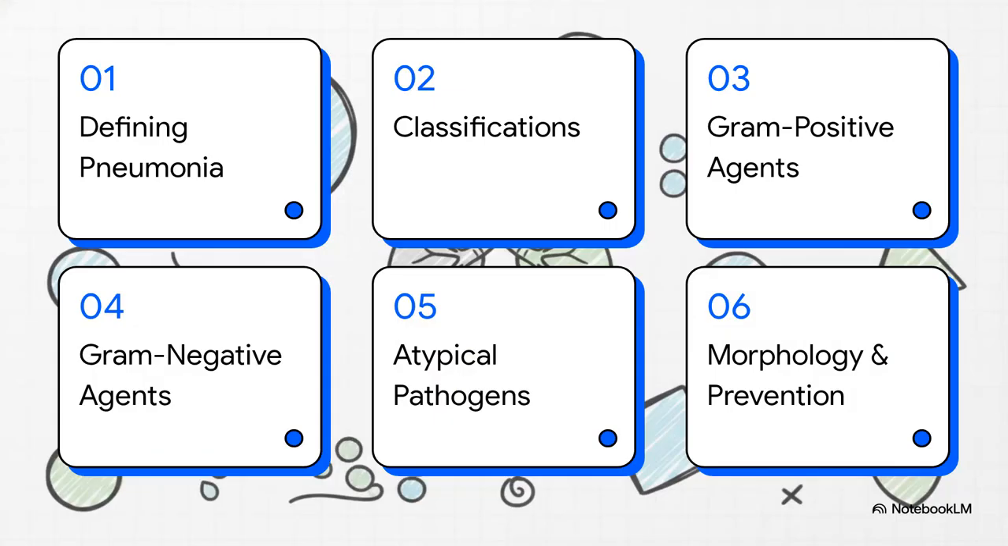Okay, so let's dive into this. Here's our roadmap for today. We're starting with defining pneumonia, then the classification systems, gram-positive agents, gram-negative agents, atypical pathogens, and we'll wrap it all up with lung morphology and prevention.